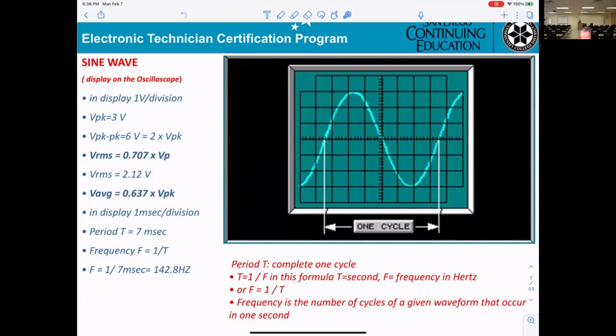Now if they want the period, 1 cycle, you start from here, go up, and go up again to this point. That completes 1 cycle. And you have to see how many divisions: 1, 2, 3, 4, 5, 6, and a half, 7. 7 divisions for the time. And they say 1 millisecond per division. That tells you the period equals 1 millisecond times 7 divisions. You get 7 milliseconds.